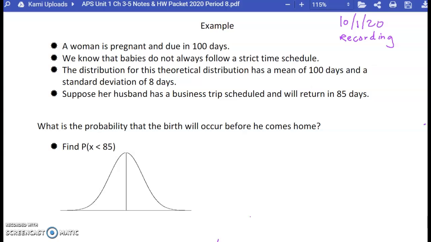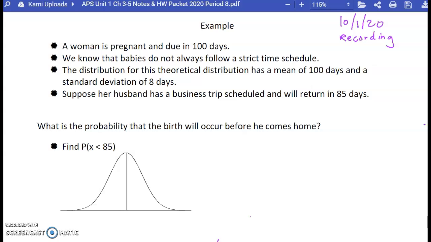All right, this is in Chapter 5 notes. We're going to finish this problem about the pregnancy. This is going to use z-scores, and I'll show how to calculate all the z-scores, to use normal CDF, and to use inverse norm when it's appropriate.